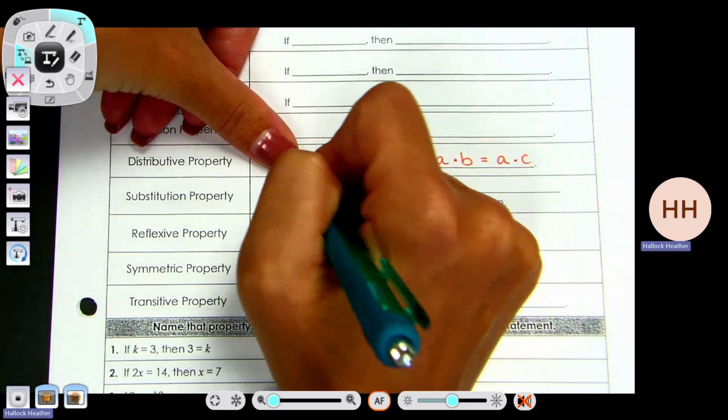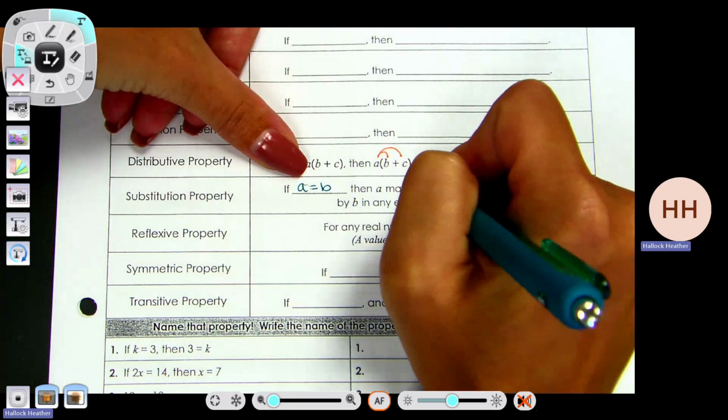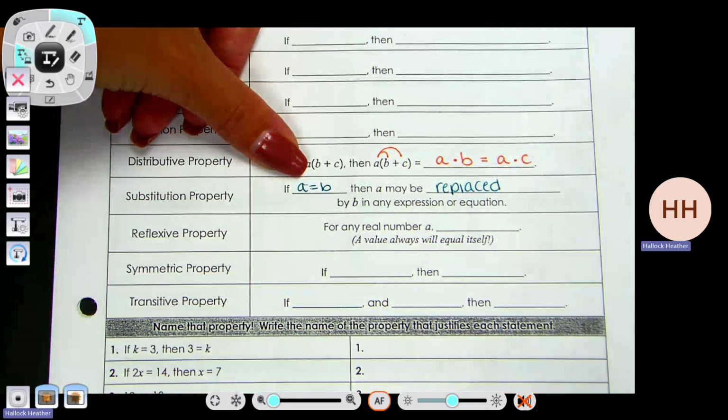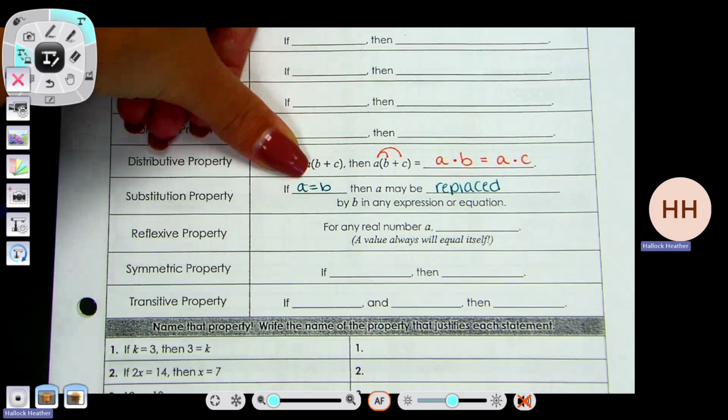if A equals B, then A may be replaced by B because you're substituting it in. There are two down below that represent substitution property. Do you think you know one of them?